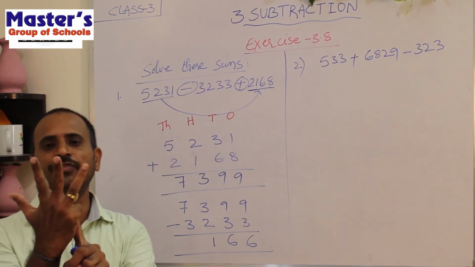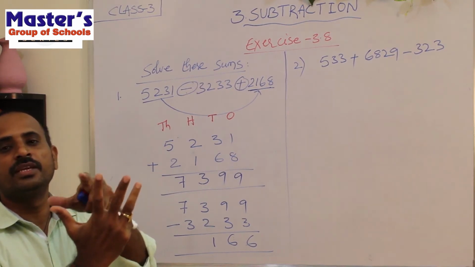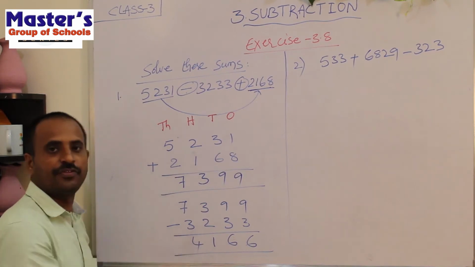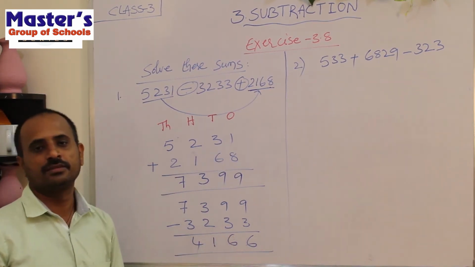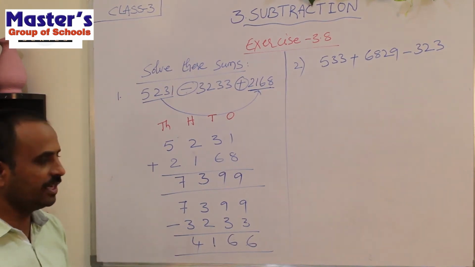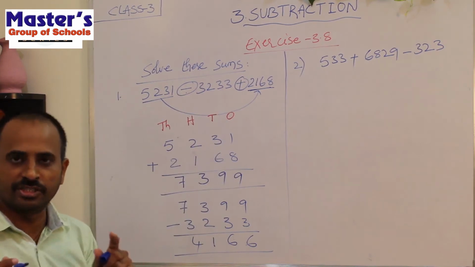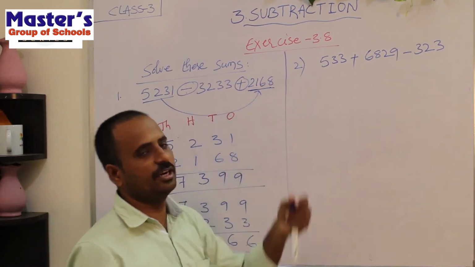Children, I have closed 3 fingers. How many fingers are there remaining? 1, 2, 3, 4. So write 4 here. So children, this is the final answer: 4,166. In this way, if both addition and subtraction are there, first we have to do addition, next subtraction. So see the next problem, the second problem.